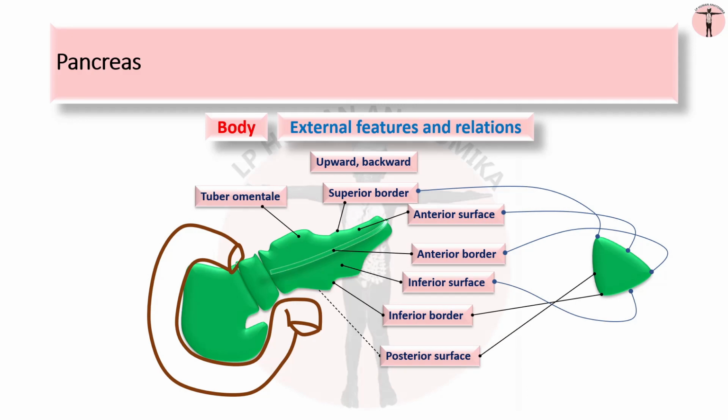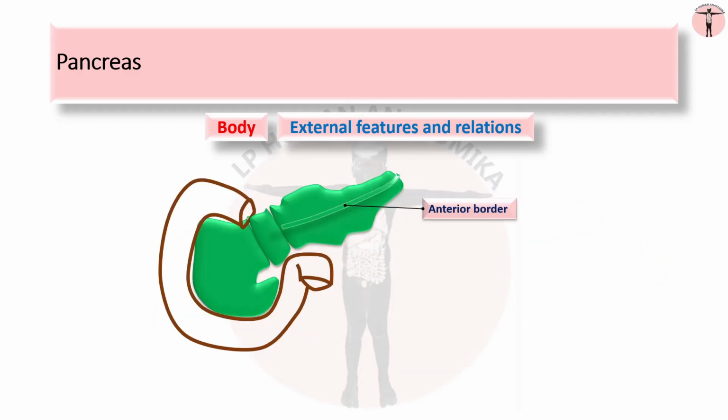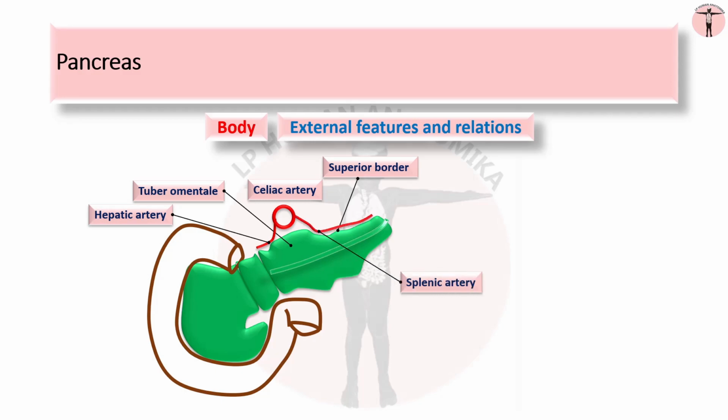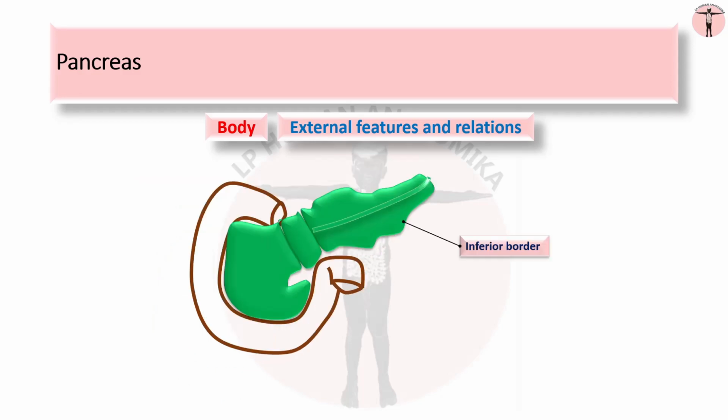A part of the body projects above the lesser curvature of the stomach and comes in contact with the lesser omentum across the lesser sac. Anterior border provides the attachment to the root of the transverse mesocolon. Superior border is related to the celiac artery above the tuberomental, hepatic artery to the right and splenic artery to the left of the tuberomental. Inferior border is related to superior mesenteric vessels at its right end.